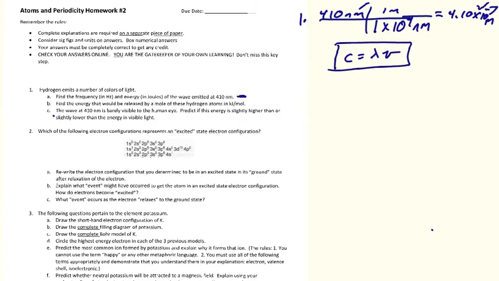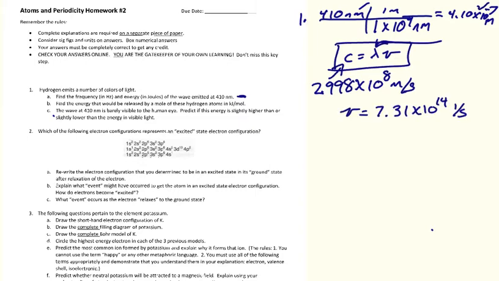And at this point, we know that the speed of light is 2.998 times 10 to the 8th meters per second. We now know our wavelength, which goes right in there, and then we can solve for our frequency. And so I get 7.31 times 10 to the 14th, 1 over seconds, or of course you could do hertz if you wanted to. And remember to check for sig figs.